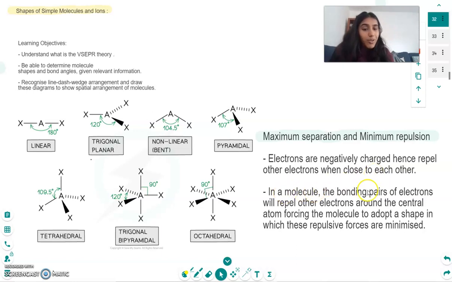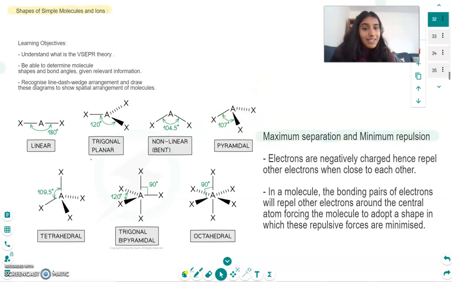So in a molecule, the bonding pairs of electrons will repel other electrons around the central atom, forcing the molecule to adopt a shape in which these repulsive forces are minimized. Because the molecule wants to be in its most stable form. So it wants to achieve maximum separation and minimum repulsion. It minimizes repulsion by putting the bond pairs as far apart as they can be.